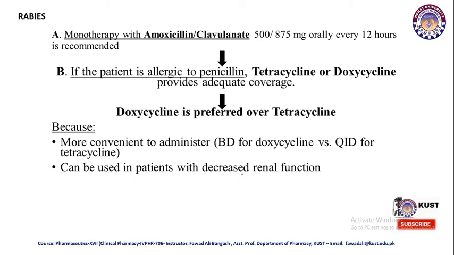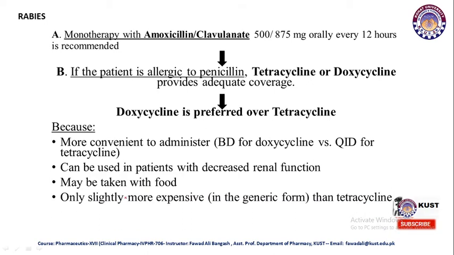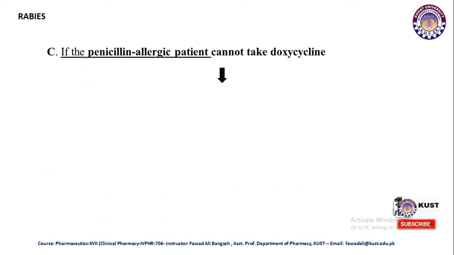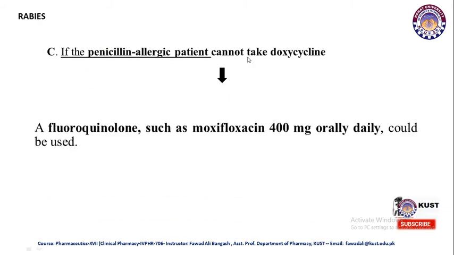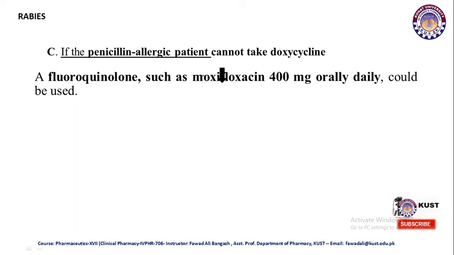Can be used in patients with a decreased renal function. Must be taken with food. May be taken with food. Only slightly more expensive in the generic form than the tetracycline. If the penicillin-allergic patient cannot take doxycycline, a fluoroquinolone such as moxifloxacin 400 mg orally daily could be administered.